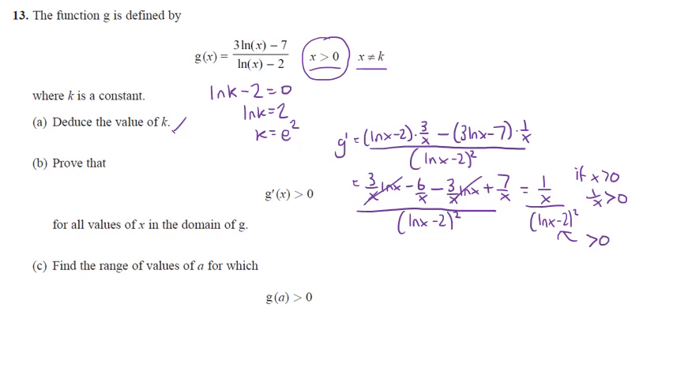it could be the case that the numerator, so we've put x equals a in here, so the numerator is positive, and if we rearrange that, we get ln a is greater than 7 over 3, so a is greater than e to the 7 over 3. We also know that a is greater than 0, so we've got that as well.